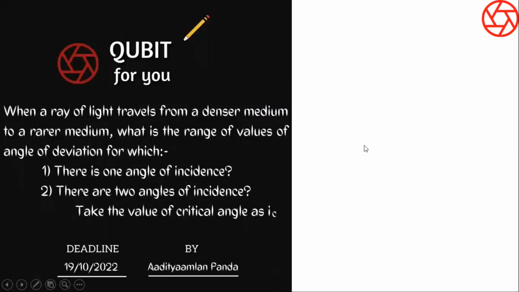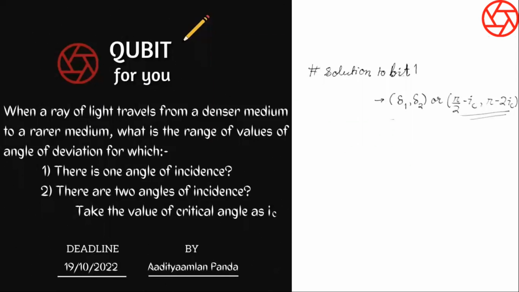Now let's revert back to our question. This was the question, right? Only one angle of incidence for every angle of deviation. The graph is forced to be one-one in that case. That is, solving the first bit, we'd be getting that in the interval of open bracket delta 1 to open bracket delta 2, there is only one angle of incidence for every angle of deviation, and that is because of the one-to-one relation. Or you can also simplify it as pi by 2 minus IC, comma pi minus 2 IC, putting in the values of IC itself, that is the critical angle.